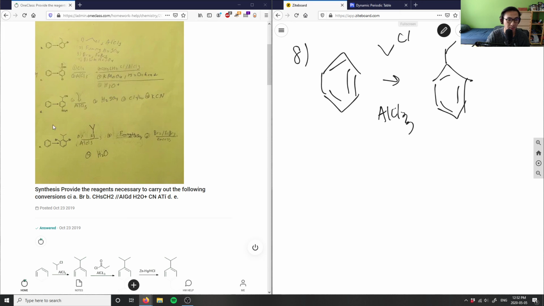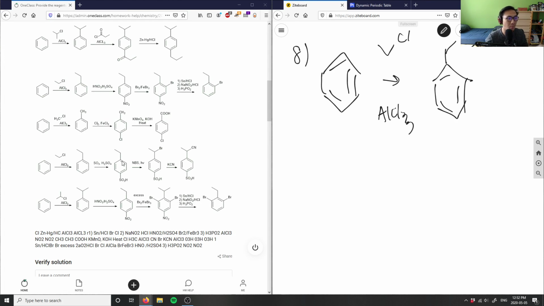Finally, number E is a benzene group. I want bromine on carbon 1 and carbon 5 here, and then the isopropyl group. So if I'm obviously forming the isopropyl group first, I'm going to do a Friedel-Crafts alkylation. Sorry, I keep mixing those up. It's an alkylation group, isopropyl on carbon 1, which is good.